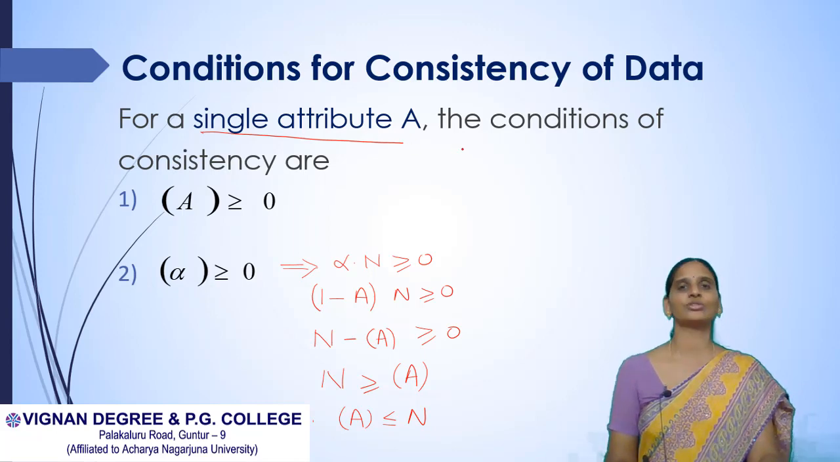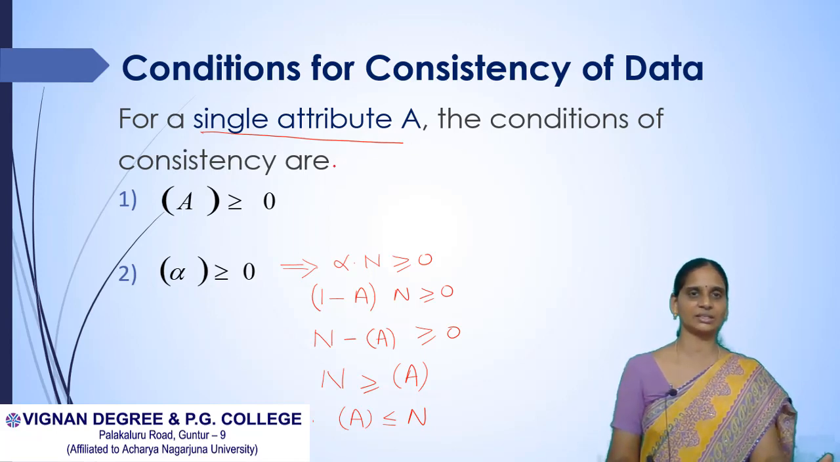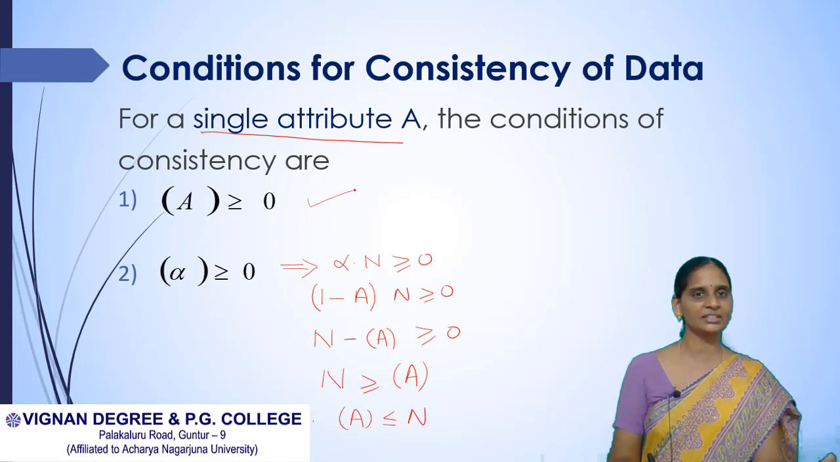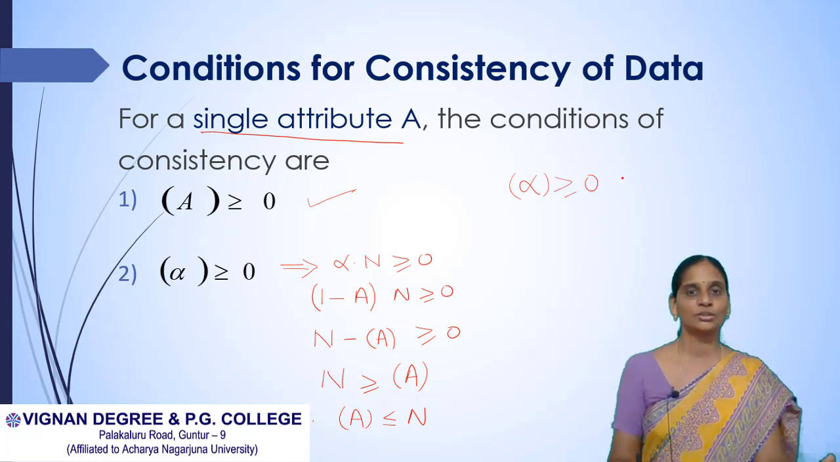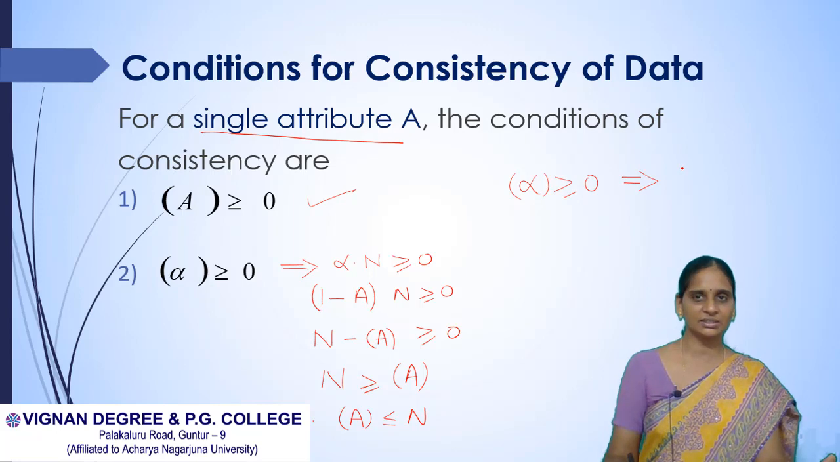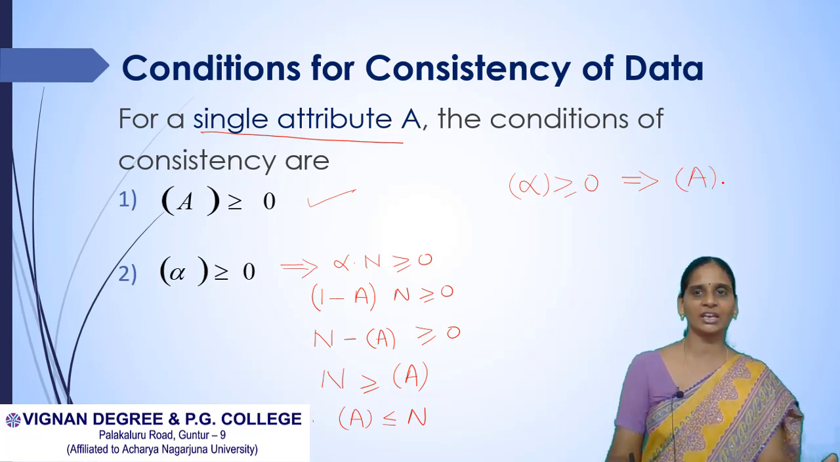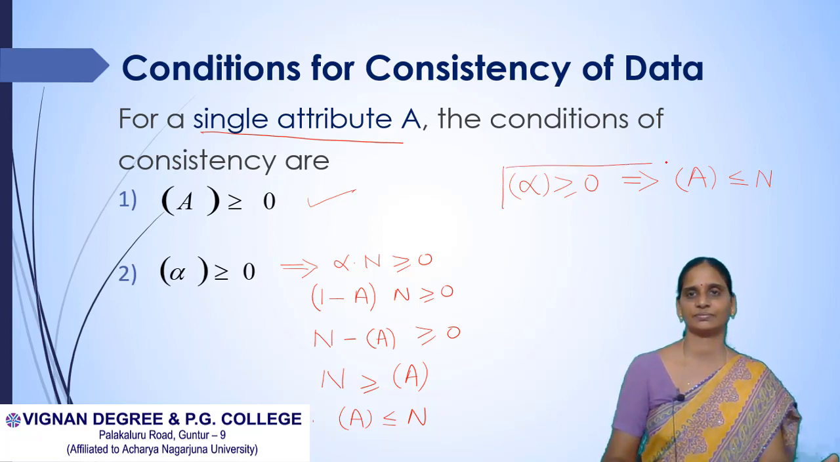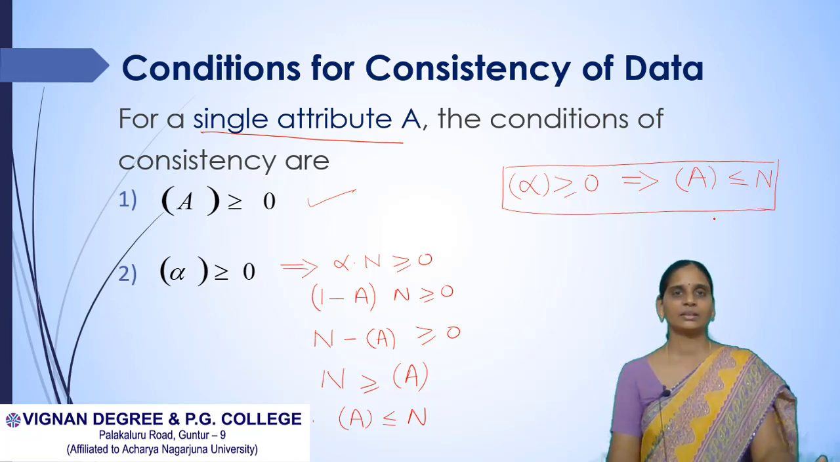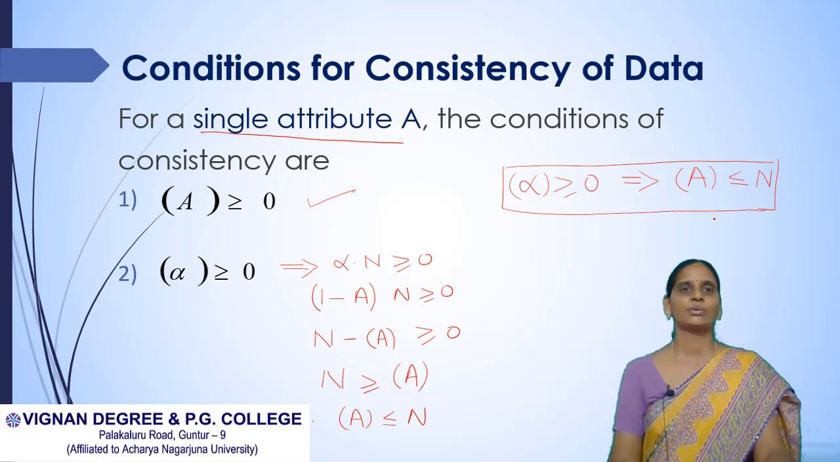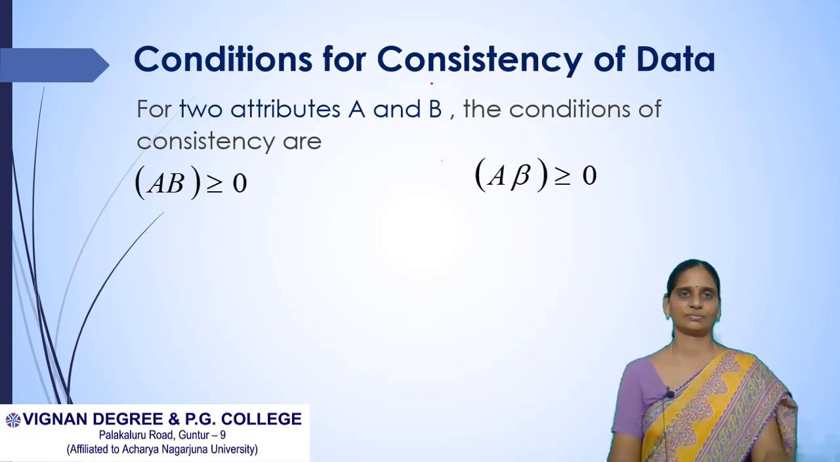So for a single attribute A, the conditions of consistency are, first condition, frequency of A is greater than or equal to 0, and the second condition, frequency of alpha is greater than or equal to 0. So this implies we get the consistency condition: frequency of A is less than or equal to capital N. And in the next slide, we are taking two attributes.